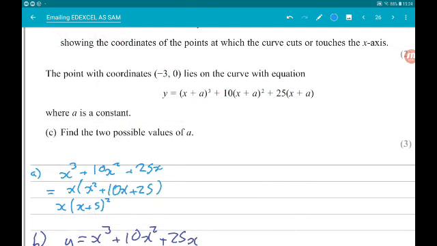Okay, and for part C, the point with coordinates minus 3, 0 lies on the curve with equation y is equal to (x add a) cubed add 10 lots of (x add a) squared add 25 lots of (x add a), where a is a constant. Find the possible values of a. So all that's happened here is the equation that we've been playing with in the first two parts has now just become y of (x add a). So it's just a composite function.